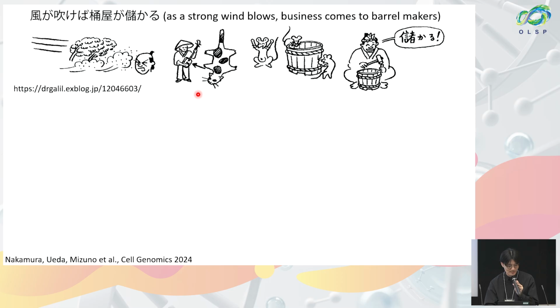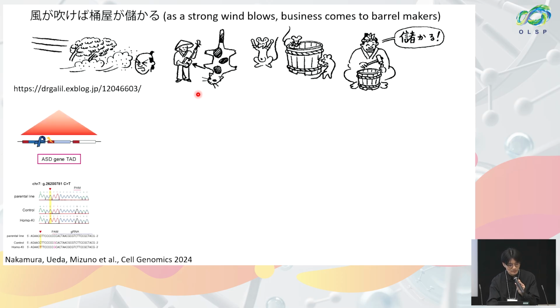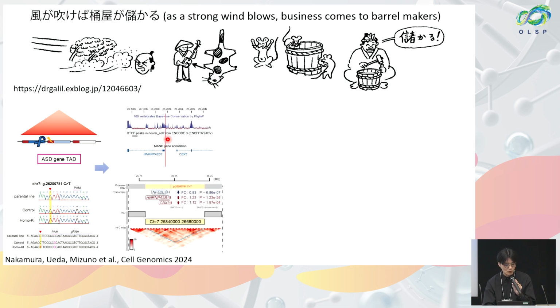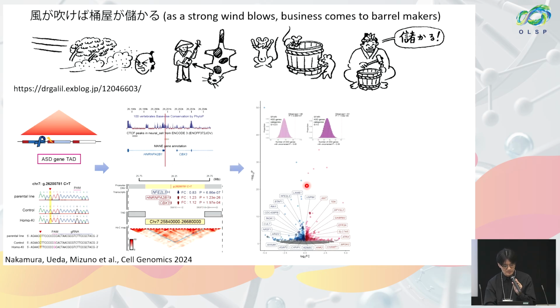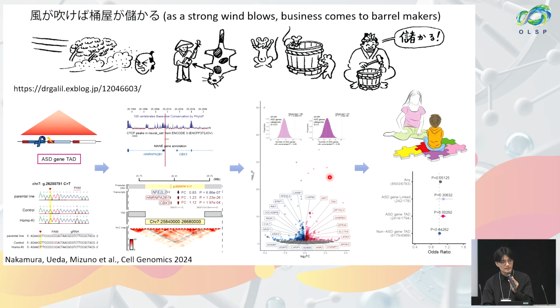Like this, in this study, we found that when a promoter is mutated, then local alterations of multiple genes are observed. And that leads to global transcriptomic changes enriched for ASD genes and neurodevelopmental genes. And this may cause an increase of ASD risk. So this is the summary of our findings.